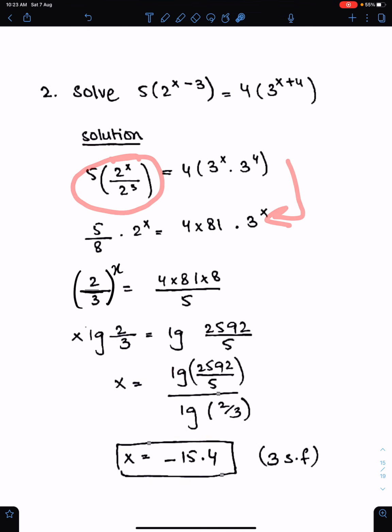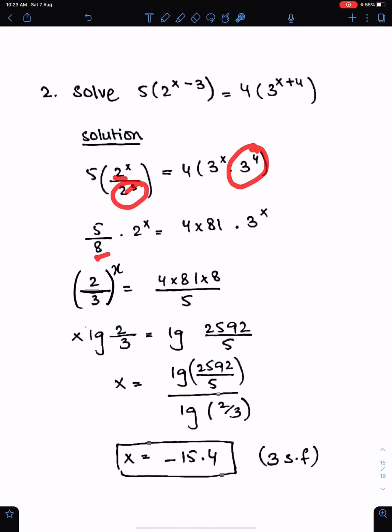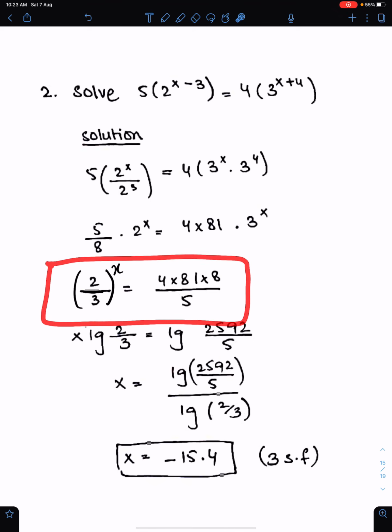So this will become 5 times 2 power x upon 8. This will become 81 times 4, you can check this later, or you can leave this as it is. Now bring this 3 power x on the left hand side and this 5 upon 8 on the right hand side to get this equation, the standard index equation.